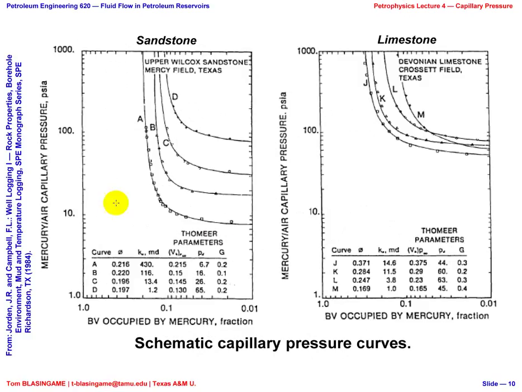Now, these are some physical curves. Unfortunately, they're mercury-air. So these capillary pressure curves were determined by injecting mercury into the core. Those little cores that I gave you, you know the little cores? You put it into a device and it fills with mercury at zero pressure, at room pressure, and then you gradually increase it. So mercury is pushed into the rock.